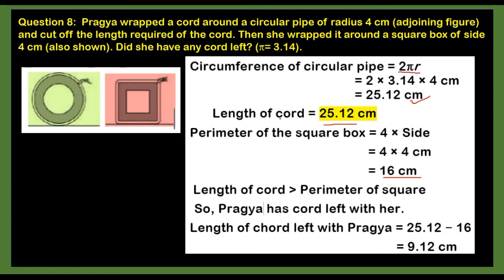Definitely the length of the cord is greater than the perimeter of the square. So Pragya has cord left with her. How much cord is left with Pragya? So just subtract and get 9.12 centimeter.